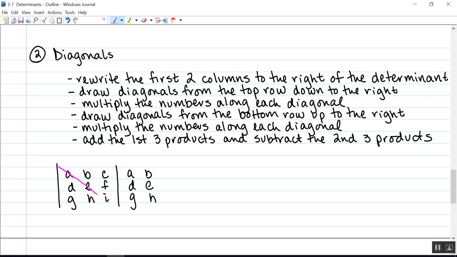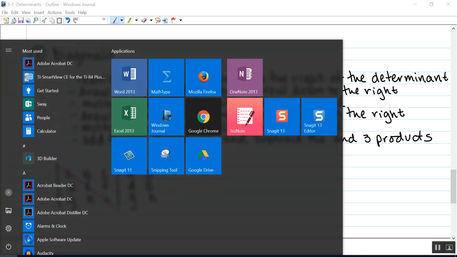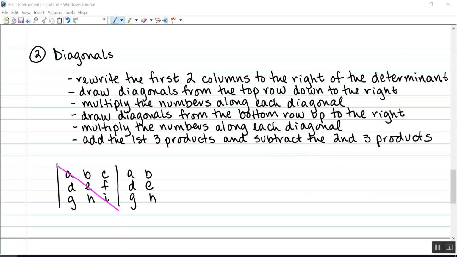So I'm going to draw a diagonal here, and that's going to give me A times E times I, and now I draw a diagonal this way, and that's going to give me B times F times G, and now I draw a diagonal this way, and that's going to give me C times D times H.